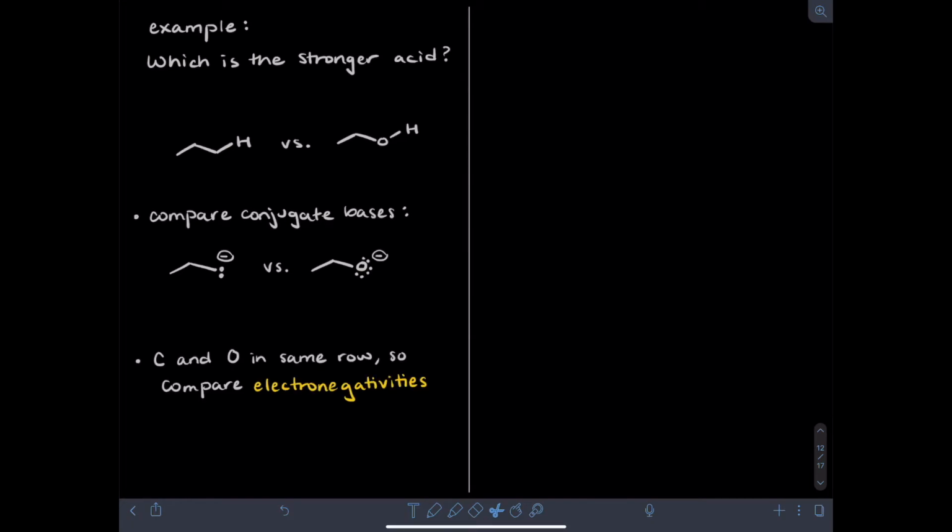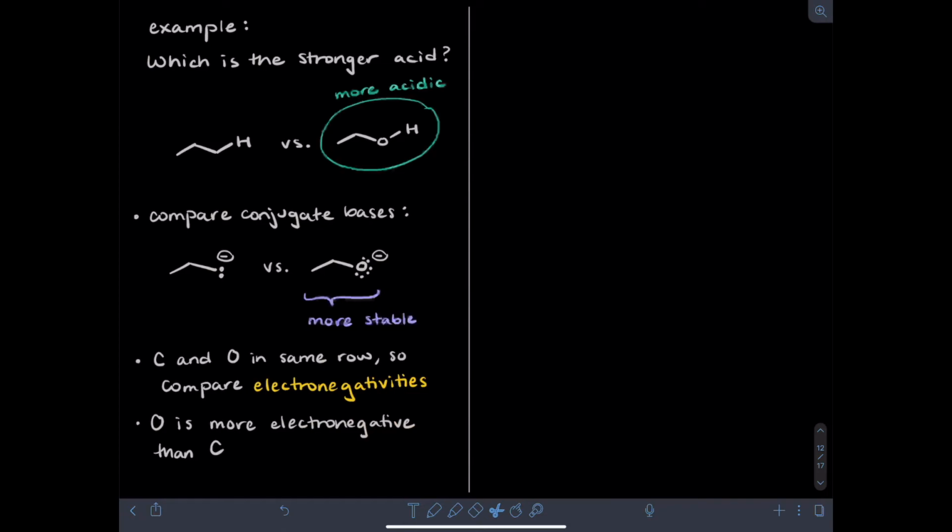Carbon and oxygen are in the same row, so we need to compare their electronegativities. Oxygen is more electronegative than carbon, which means it's better able to stabilize the additional negative charge it gets in the conjugate base. This means that the conjugate base of the alcohol is more stable, which means that our alcohol starting out was the stronger acid. You can use the terms stronger acid or more acidic interchangeably.